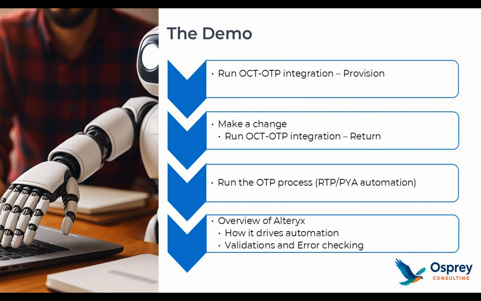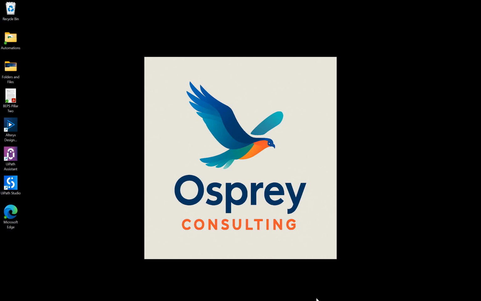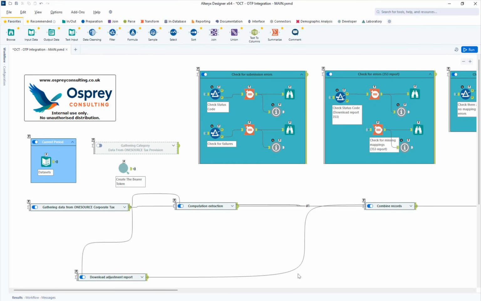So the final part of our demonstration today, we're going to take a look at Alteryx in a bit more detail and how it's driving the automation discussed today. We're also going to take a look at the validations and error checking and make one appear so that we can see what happens to the workflow, just to ensure that everybody gets an accurate posting in OTP. Let's take a look at that Alteryx workflow.